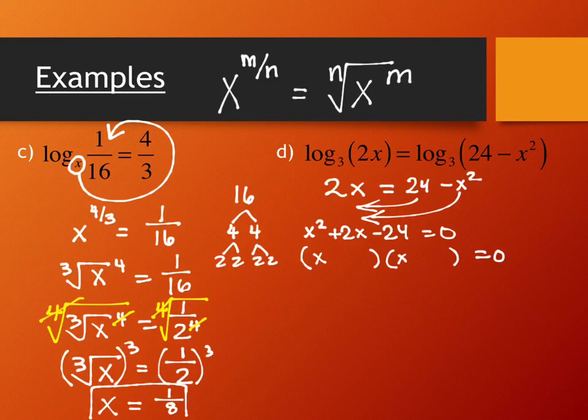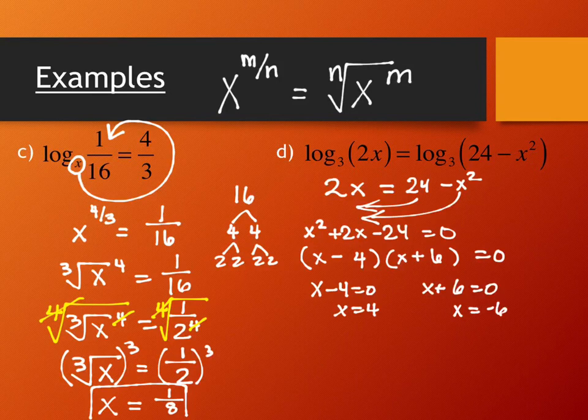Negative 24 at the end means the signs need to be different. I need a positive 2 in the middle, so I need a positive 6 and a negative 4. Okay, so far so good. I will set each one of these equal to 0. Okay, so x is 4 and x is negative 6.